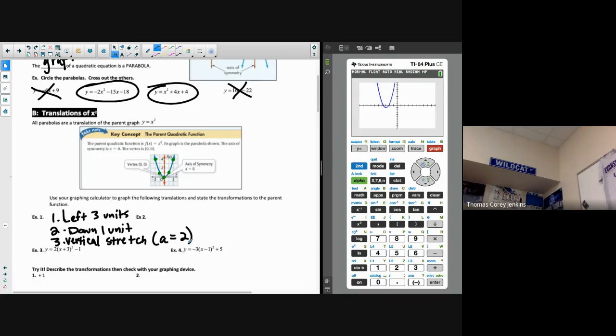But again, like I said, maybe a nice exercise for you guys would be to see if you can name all the transformations here without your graphing calculator, and then check it in your graphing calculator. You can find the answers there on the filled out notes.